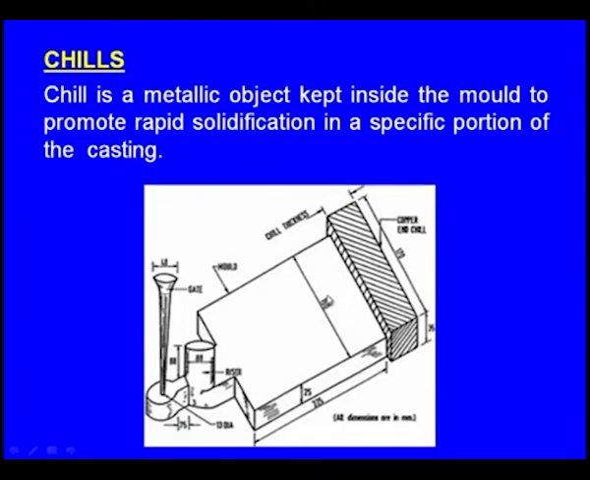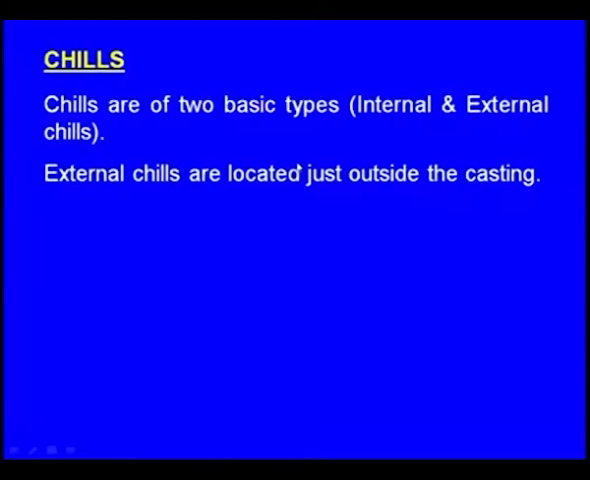We wanted to promote solidification here quickly. That is why we have kept a steel block here. This steel block is known as the chill, and that is the purpose of the chill. Chills are of two types: internal chills and external chills. External chills are located outside the casting.